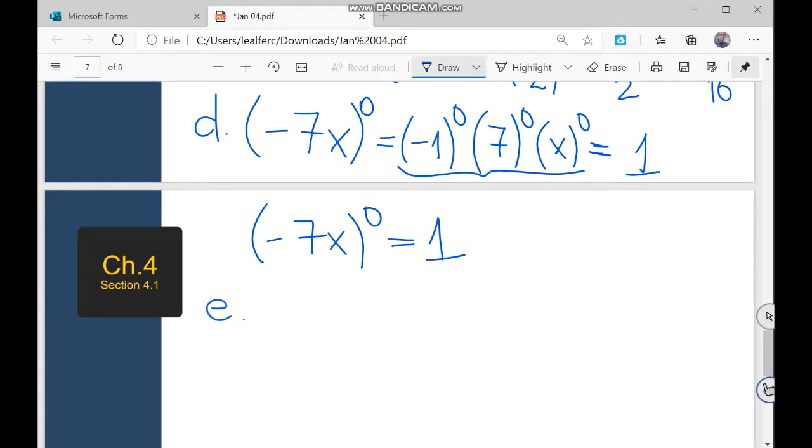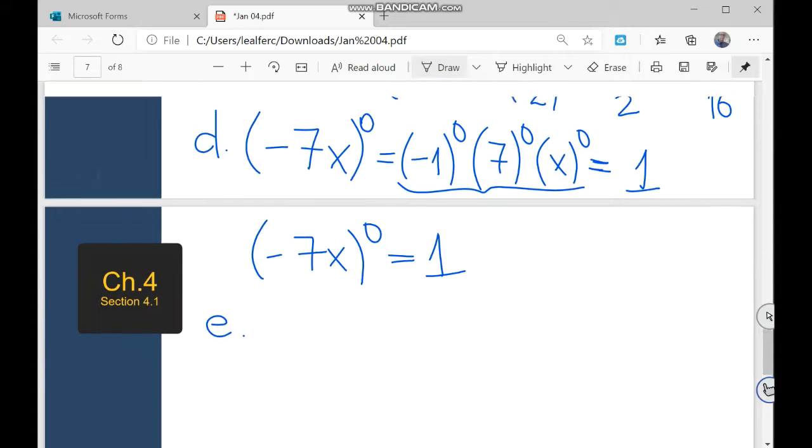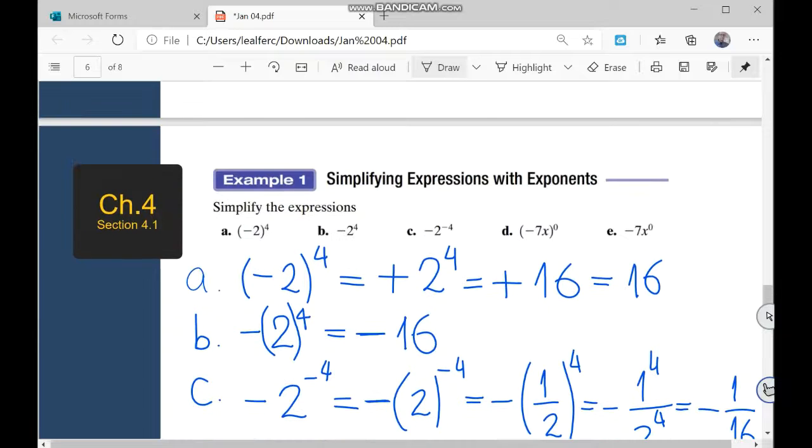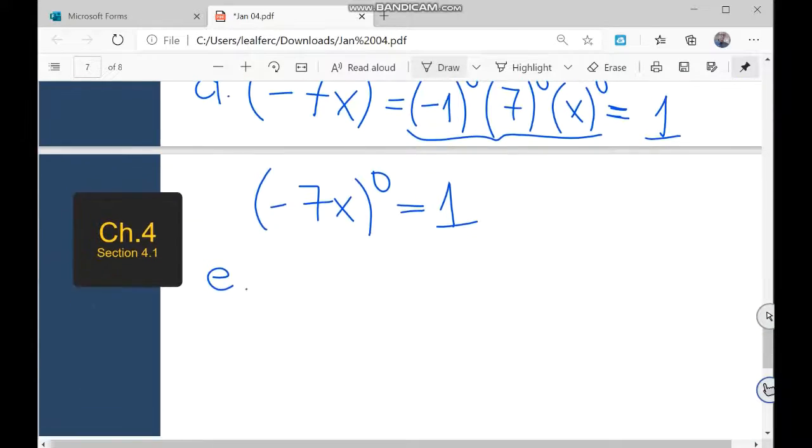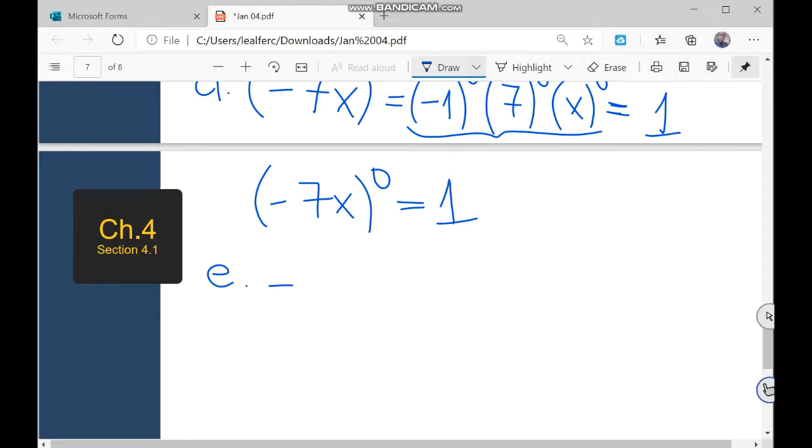Now, letter E is slightly different, because we don't have the parentheses on letter E. Check it out. Negative 7 times x, exponent 0. So negative 7 times x, exponent 0.